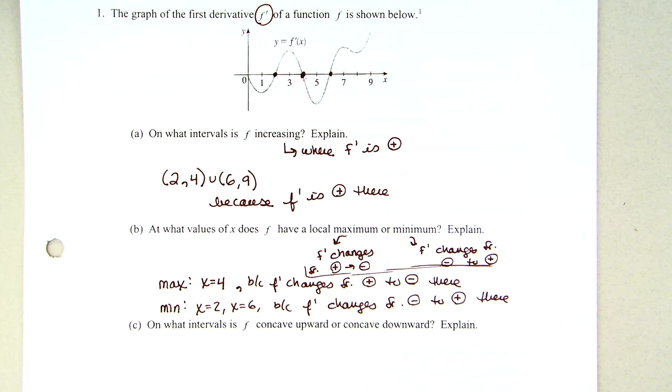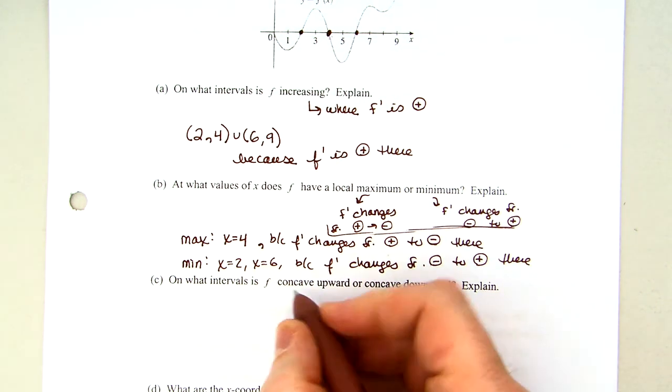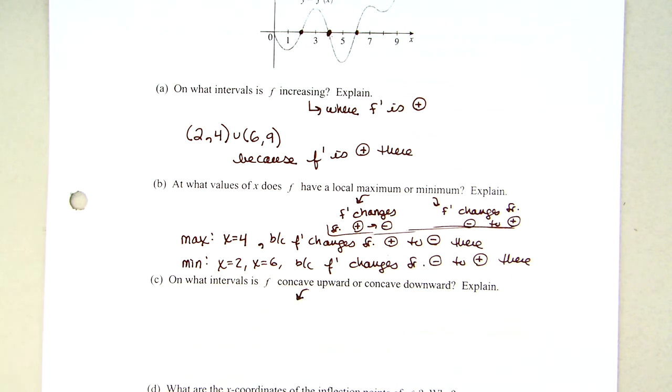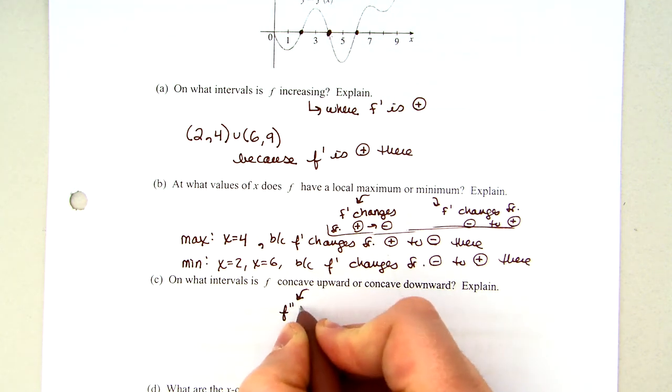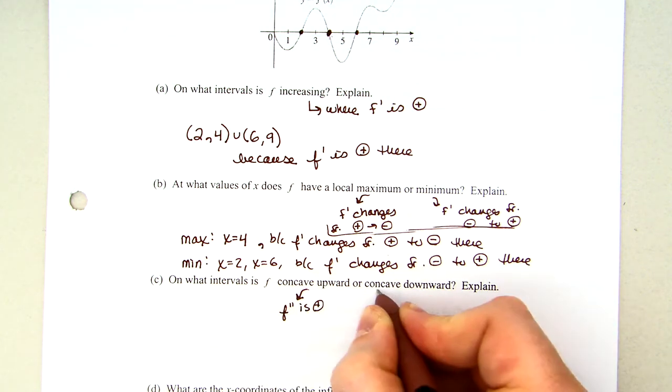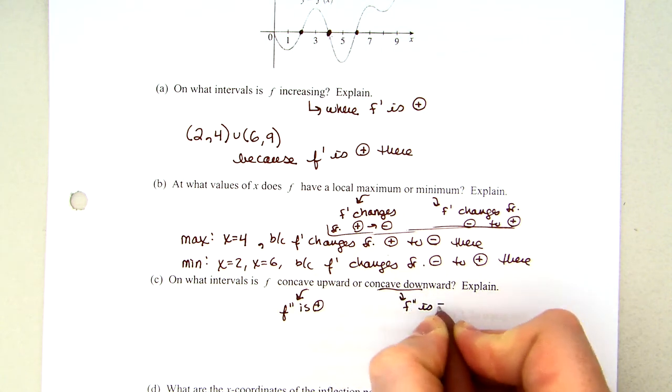Moving on. Letter C. Where is f concave up or concave down? What is the definition of f being concave up? And use your little yellow card if you need to. Or maybe you just know. Good. I'm looking for where f double prime is positive. And for where it's concave down, I'm looking for where f double prime is negative.